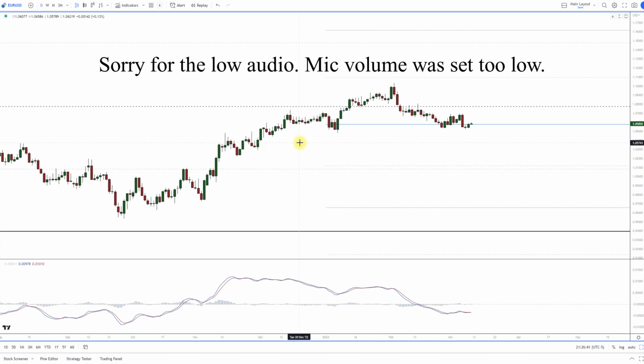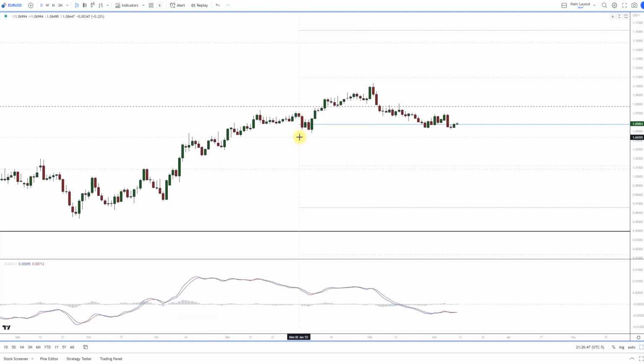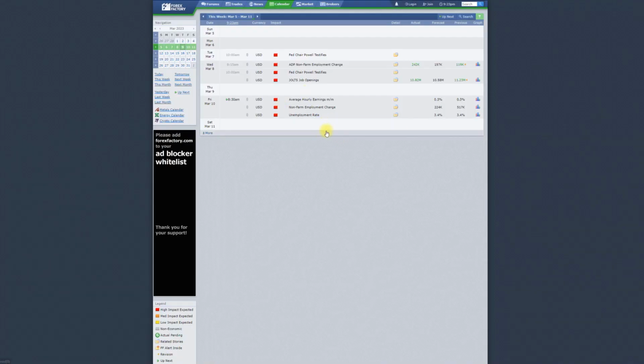Recap of this week and going into tomorrow, which is the last day of the week, which is NFP, otherwise known as non-farm payrolls. If you take a look at the calendar on Forex Factory, you can see tomorrow we have average hourly earnings, non-farm employment change, which again can be referred to as the NFP, and the unemployment rate.